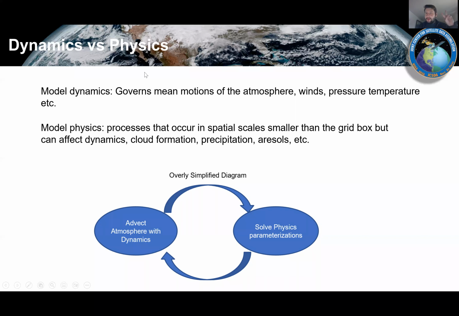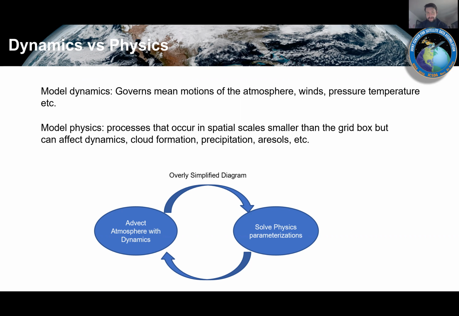So we have two things for an atmospheric model. One is the model dynamics. This is mean motions of the atmosphere. Calculating the TLM for that part of the model is typically pretty easy. It's like taking a derivative. You can get a nice matrix for that.